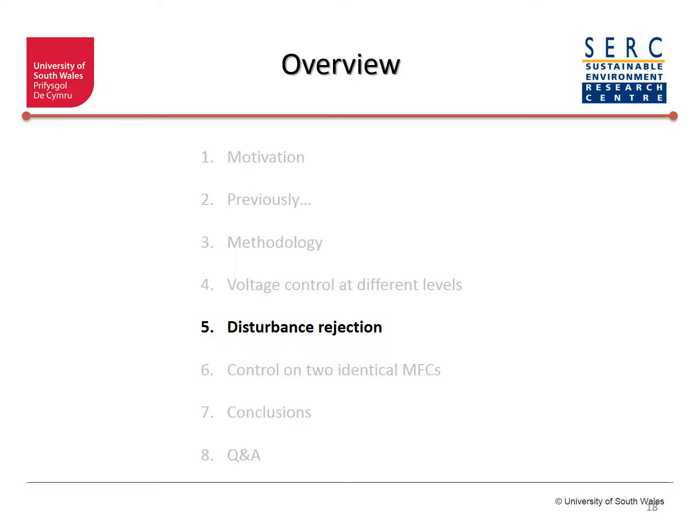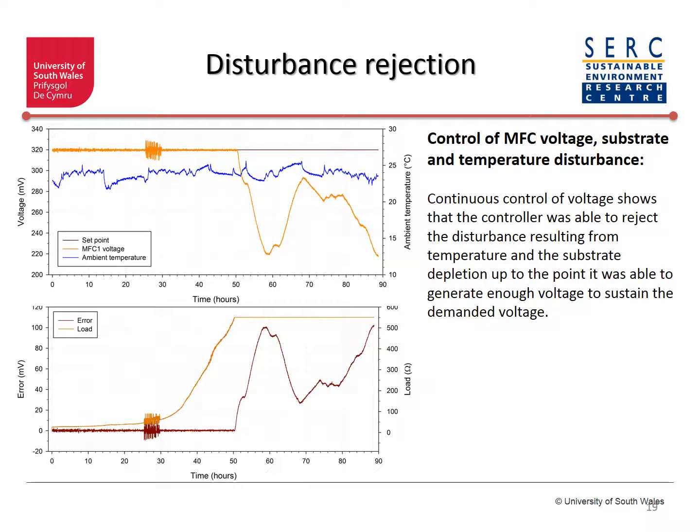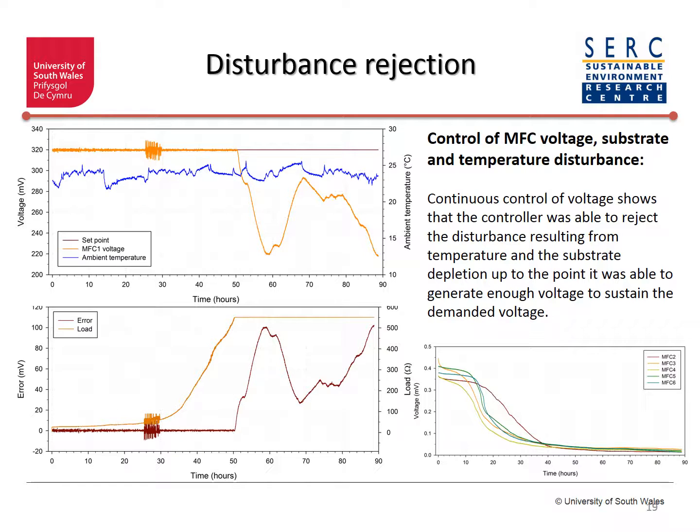So what about the disturbance on the system that was caused by the operating environment? We looked at the disturbance caused by temperature and substrate concentration. The MFCs were operated in batch mode with substrate concentration. As you can see on the lower bottom graph, the voltage diminishes significantly quite quickly in about 20 hours, as shown by identical MFCs running on the same substrate.